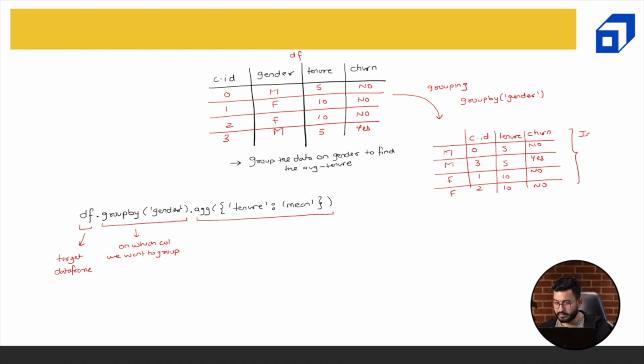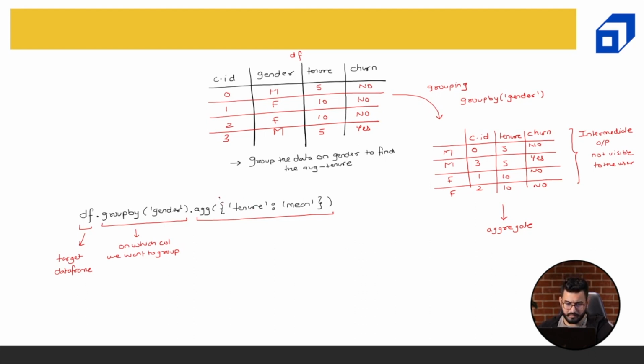So this is my intermediate output, which is available in the internal memory but not visible to the user. It will only be visible to the user once you aggregate. So I will aggregate. Now, in which column I need to aggregate? I need to aggregate on the tenure column.